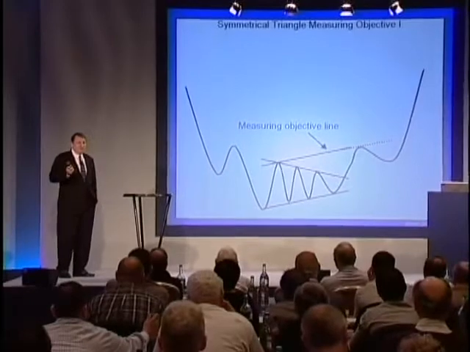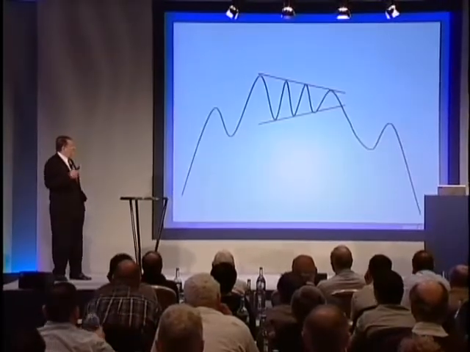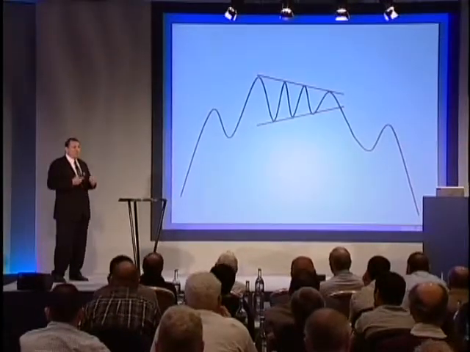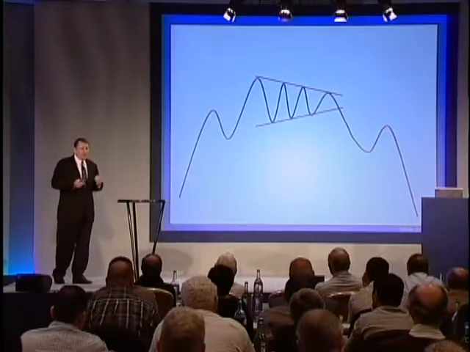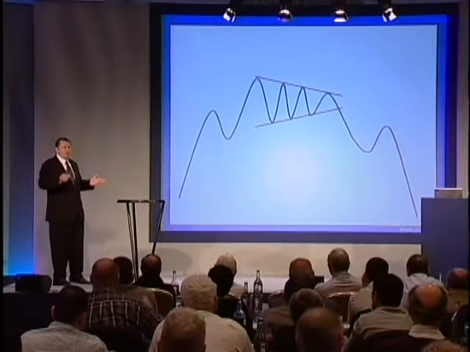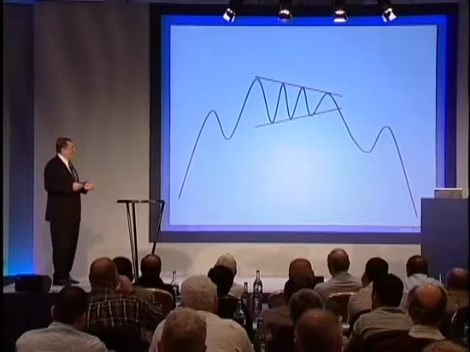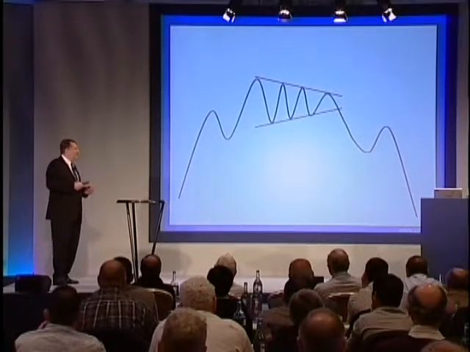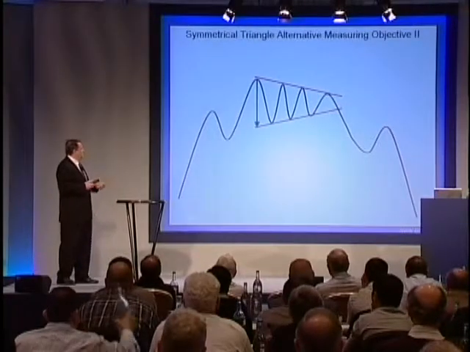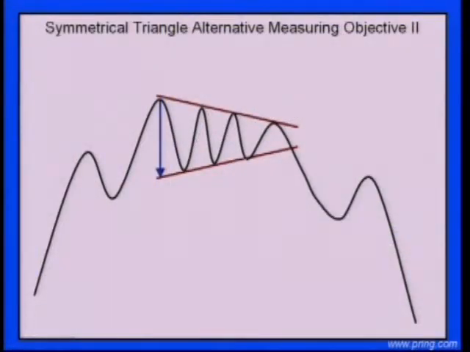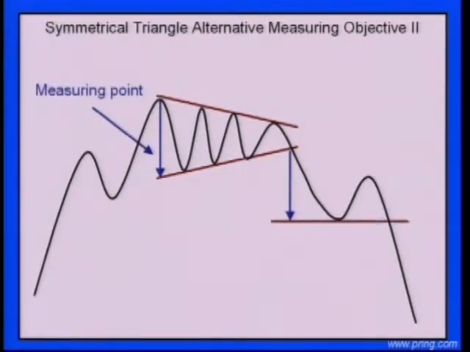objective from a triangle. Personally, I feel the way we used measuring objectives for rectangles and for head and shoulders is a better way of doing it, because I find often the measuring line of a triangle is more often than not well exceeded, and it doesn't really become much of a useful concept. So the idea here would be to take the maximum distance between the top and the bottom of the pattern, and then project that down, and that will become our measuring objective.